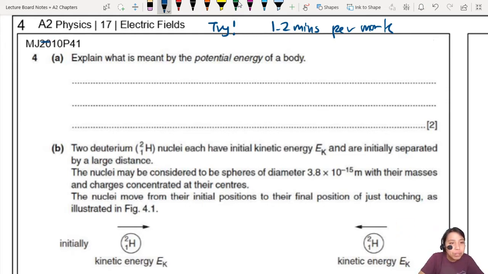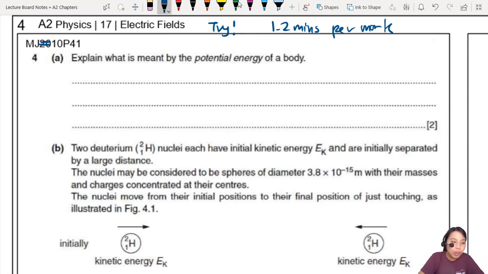Okay, so first one is MJ10 P41. What's meant by the potential energy of a body? This is a throwback to AS. Potential energy, they haven't asked that in a while. Usually they would say electric potential, but this is just potential in general. So sure, let's give it a general definition.